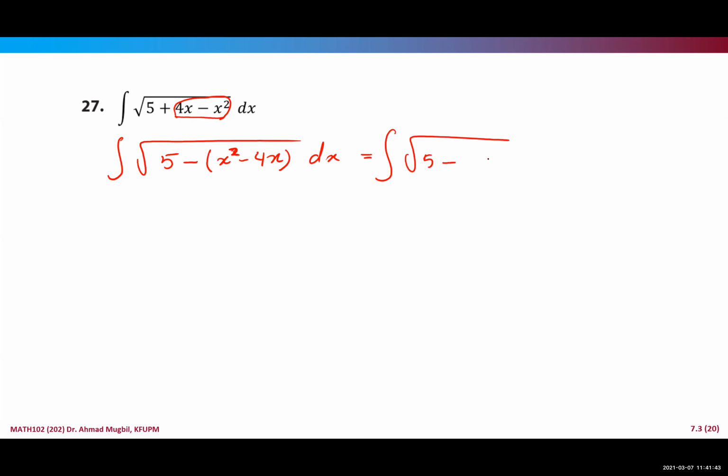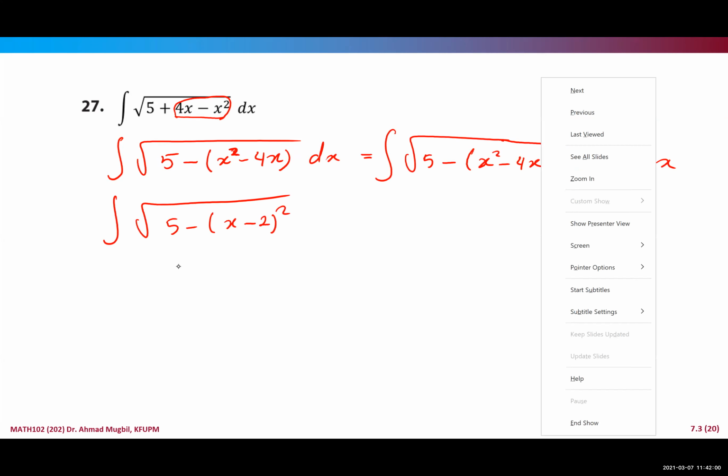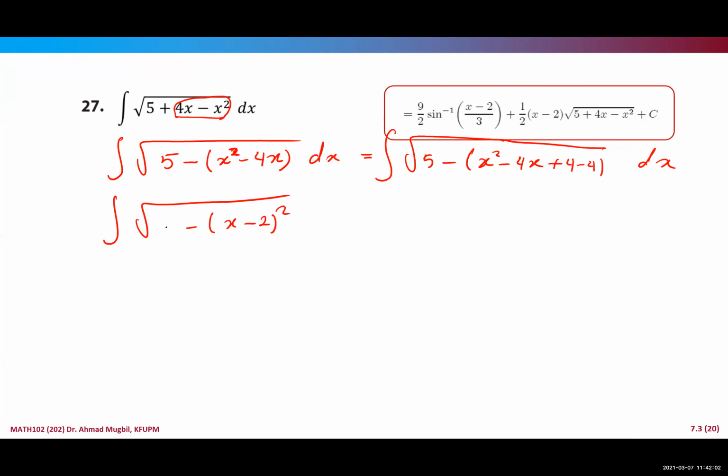5 minus, I will add 4 and subtract 4 at the same time. So this will be the integral of 9 minus 5 minus, here, x minus 2 all squared. This negative multiplied by this negative will be positive. Positive 4 plus 5 will be 9. So this is 9.